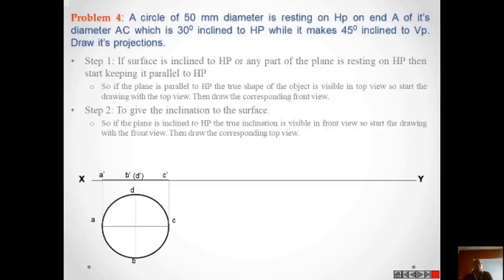Now the second step is the diameter AC is inclined at 30 degrees to HP. Keep it inclined at 30 degrees to HP. So what is this distance? Again I am cautioning you, A dash, C dash, B dash, D dash. These distances are equal to here. A dash B dash distance is A dash B dash. B dash C dash distance is B dash C dash.